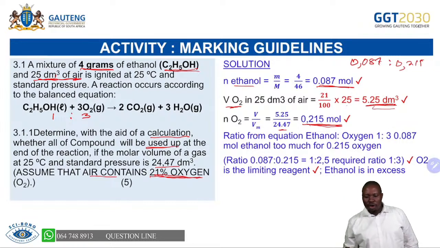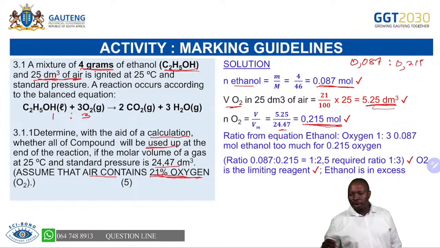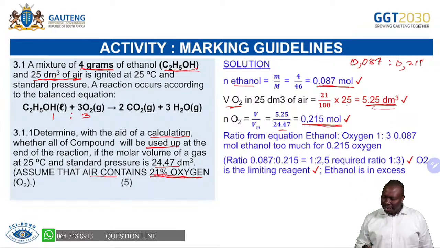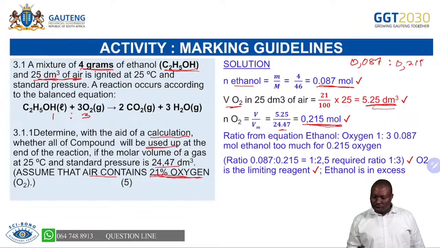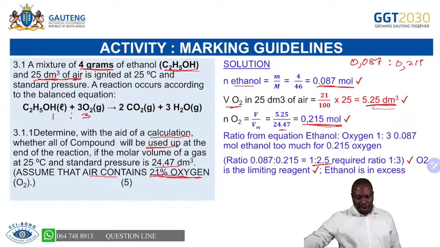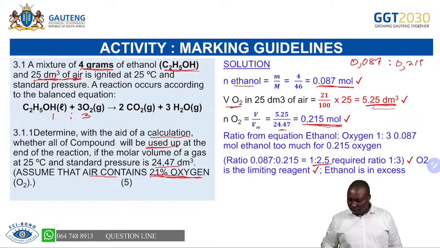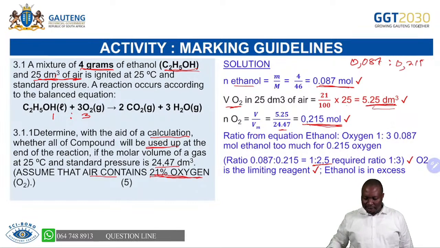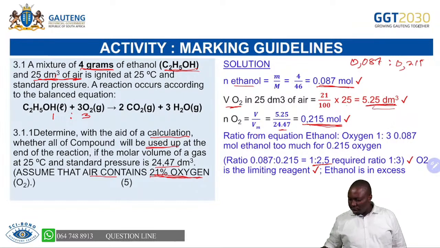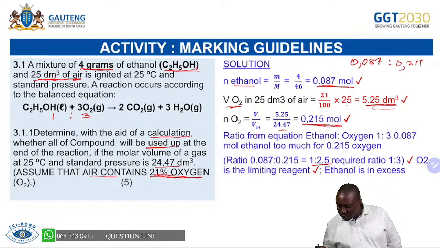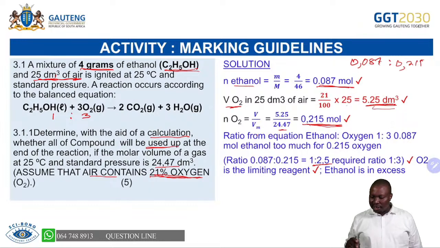And all you have to do is to divide by 0,087 throughout, and you will find that the ratio is not 1:3, it is 1:2,5. Because if you take your calculator and you divide your 0,215 by 0,087, you will be able to get your answer, which in this case is 2,5, as we said in terms of that one.